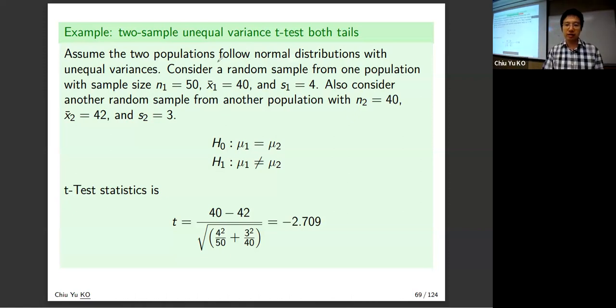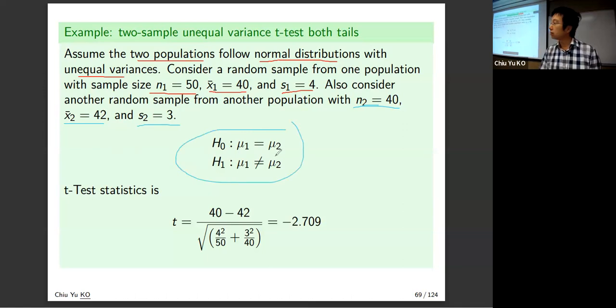We have boys and girls. They follow the bell curve. They have different variances. The question says I have 50 boys. The mean is 40. The sample SD is 4. And I also have 40 girls, and they paid $42 on average, and the SD is 3. We want to see whether they are the same or different. So that's the question.